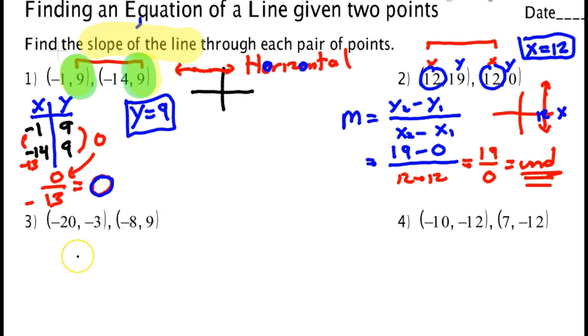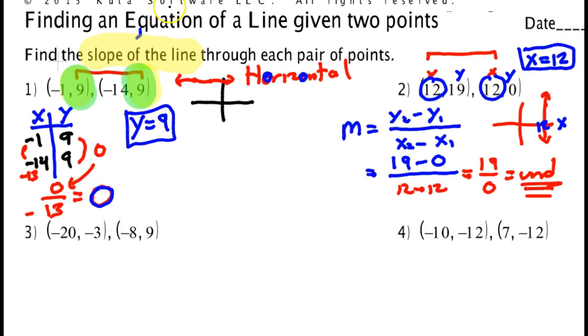If you notice at the very beginning of the problem, if the two x's are the same, you know the equation is x equals 12. There's nothing really you have to do. Same thing, if the two y's are the same, you know the equation is y equals 9. Don't have to do anything else. And if it's a y equals, you know it will have a 0 slope. Okay? So that's a little review on horizontal and vertical.